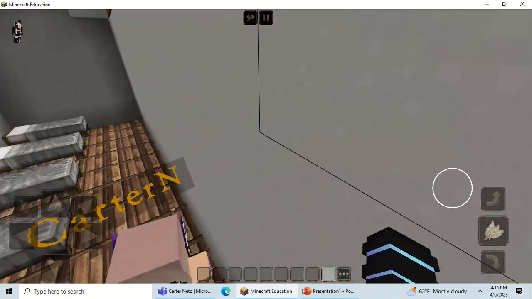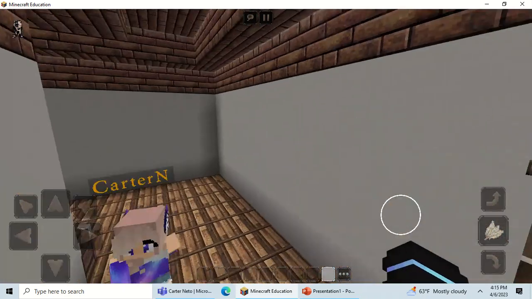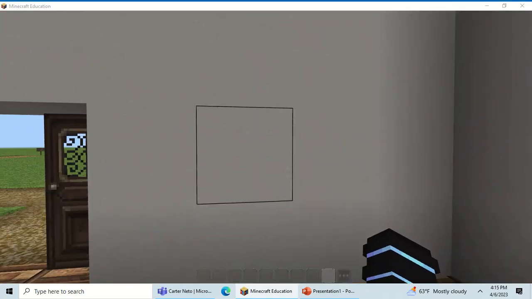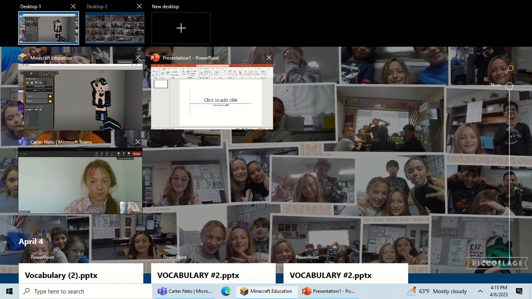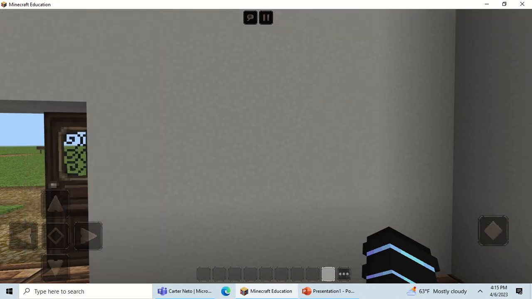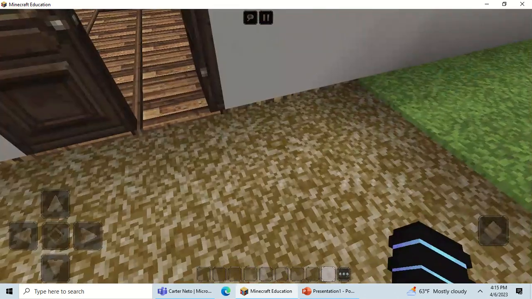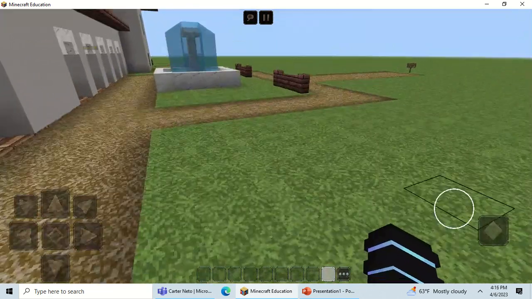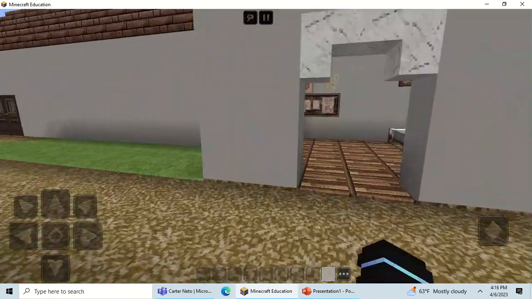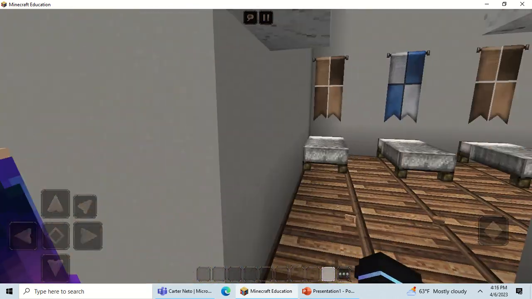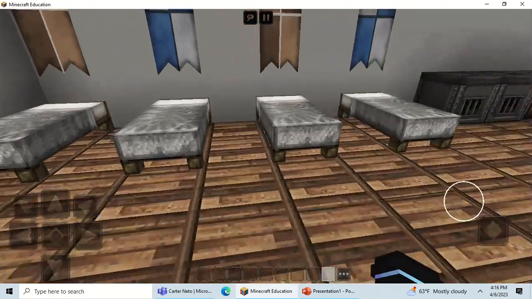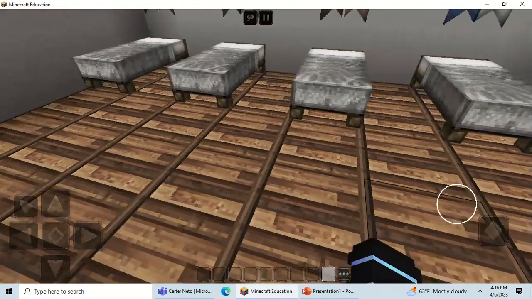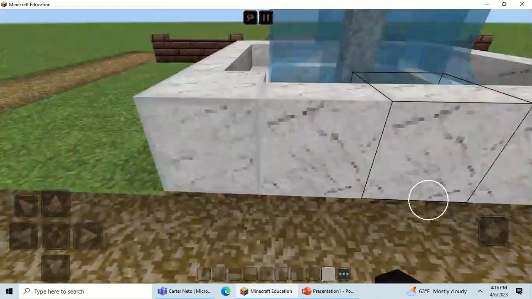So there is that, and there's also one over here. We have this one, and then separate ones over here. And then we have another kitchen over here with more storage.